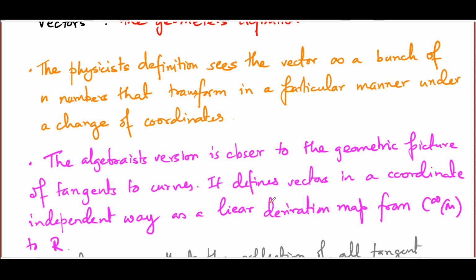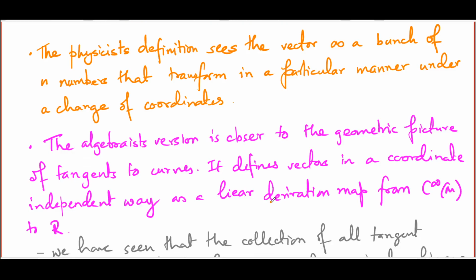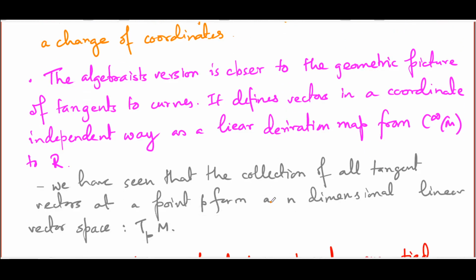I will not say anything more about this except at the very end, simply because we have spent quite a long time discussing this particular view of vectors over the past few lectures. But what we have seen is that the collection of all tangent vectors at a point P forms an n-dimensional linear vector space which we have called TPM, the tangent plane at the point P to the manifold M.